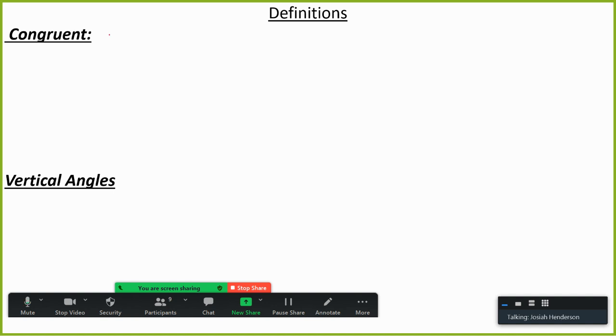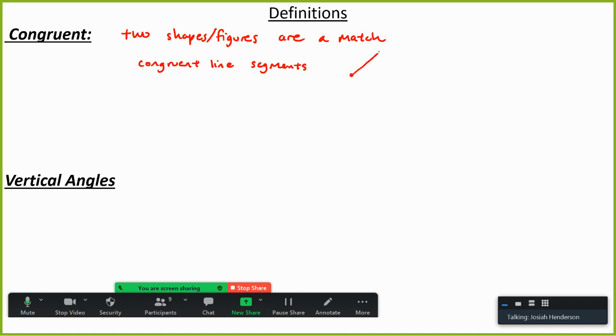What congruent means, to make it the most simple, is two shapes or figures are a match. It means we have two distinct shapes and they are a complete match. We can have congruent line segments. Line segments are a shape and they're a common one we'll use. So congruent line segments, a little example here.